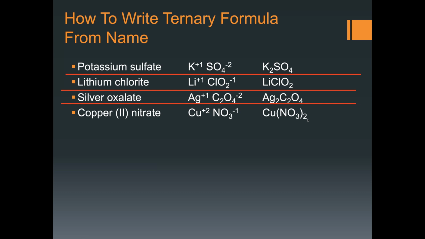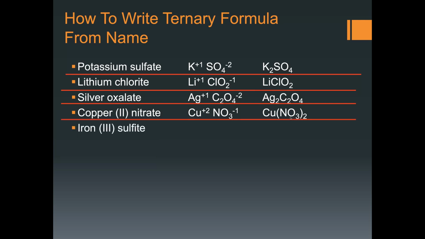That's what I mean by if you drop and swap anything other than a 1, you have to put parentheses around the polyatomic ion first. If these parentheses weren't here, this would be NO32, instead of showing that we have 2 nitrates, which would show that we have 1 nitrogen and 32 oxygens. That's the way the standard is set. So you need those parentheses.